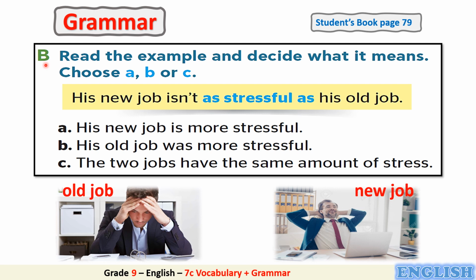This is exercise B in the student's book, page 79. Read the example and decide what it means. Choose A, B, or C. His new job isn't as stressful as his old job. Now pause the video, read the options, then choose the correct one.